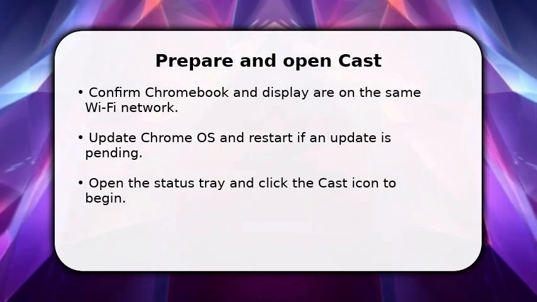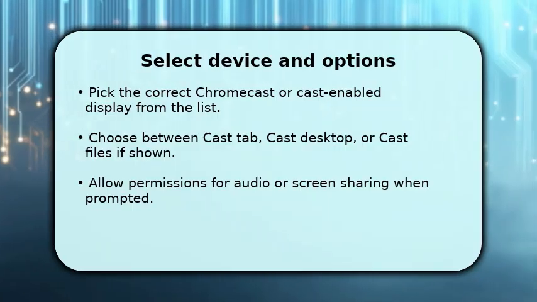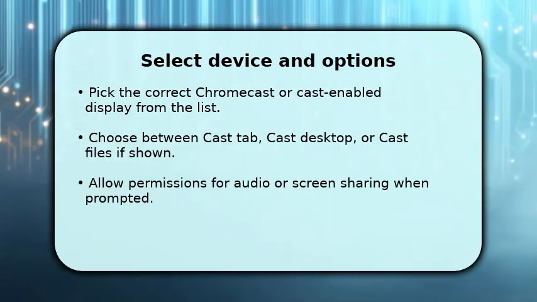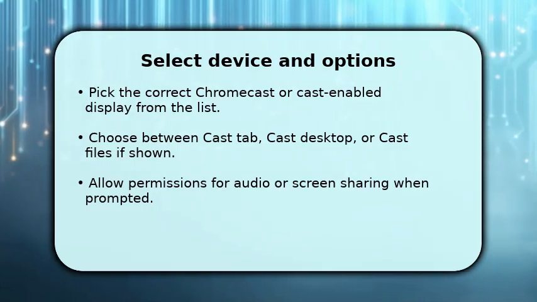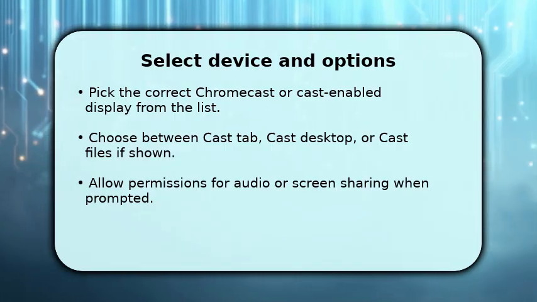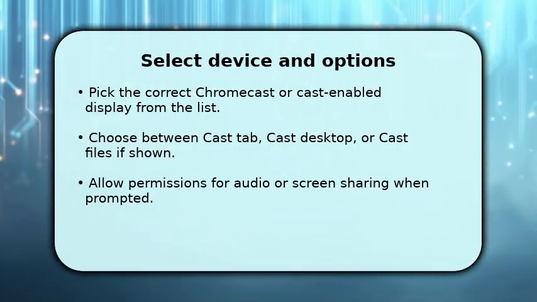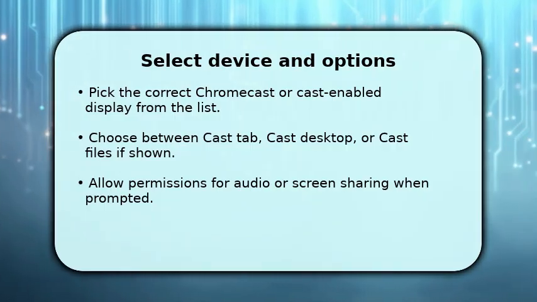Once your Chromebook lists available devices, select the exact display you intend to mirror to. Names matter when multiple devices exist. After choosing the device, make a conscious option. Cast the current browser tab, your entire desktop, or a specific file if those choices appear. If you want system audio, pick the setting that includes audio.